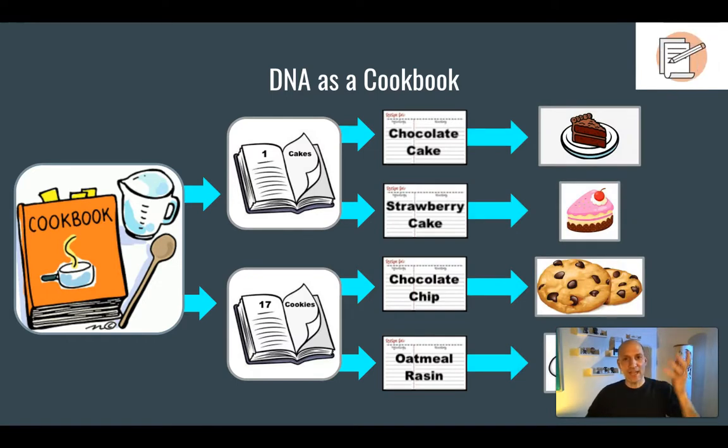The bakers use the information to create the notable characteristics. They have to follow the instructions in order to make the cakes and cookies of the bakery. Just like your cells use genes, which is information, to create the traits of you.